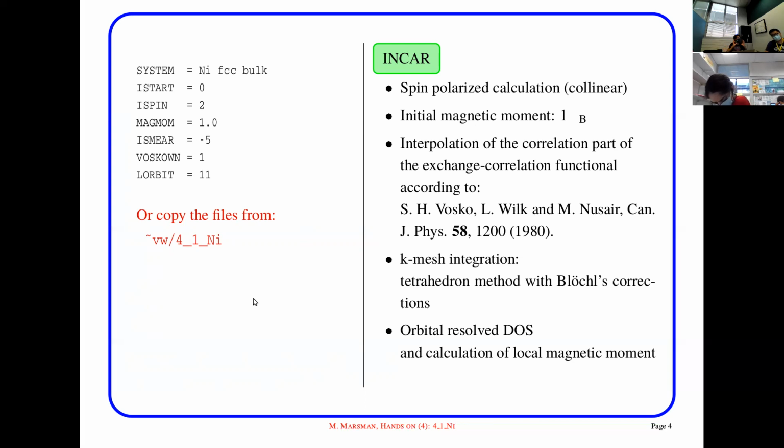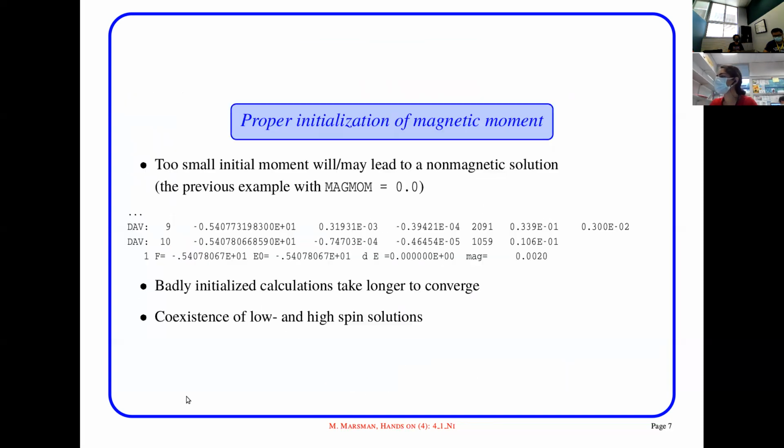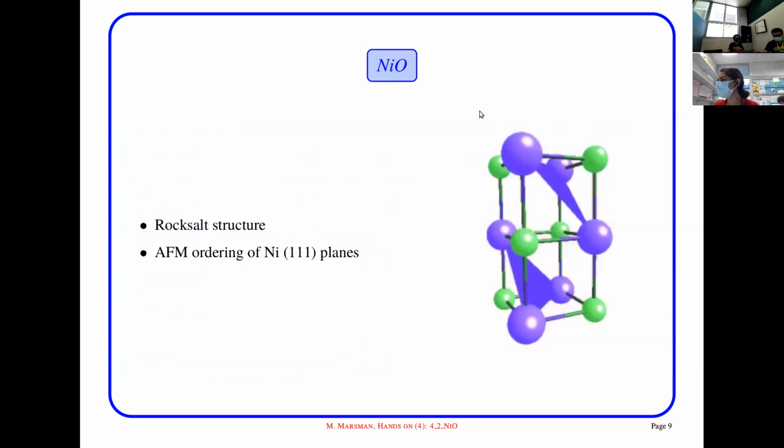So what you need to do is to put the magnetic moment that is as close as possible to the experimental value. Okay? Because then your system will converge to the right physical and electronic structure, not to a state that is not physical. That will be an artifact again. So now, after having said that, we go to the nickel oxide.